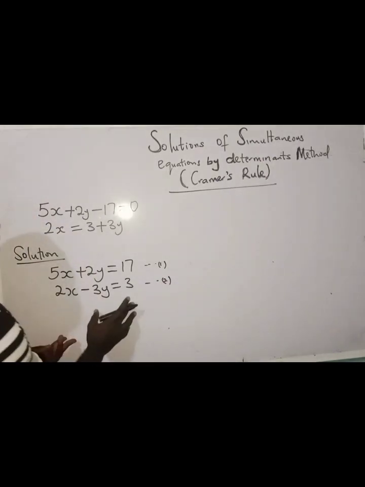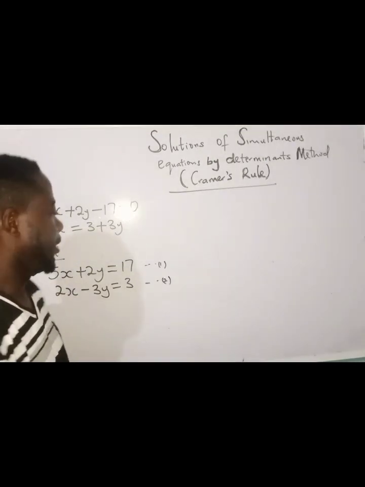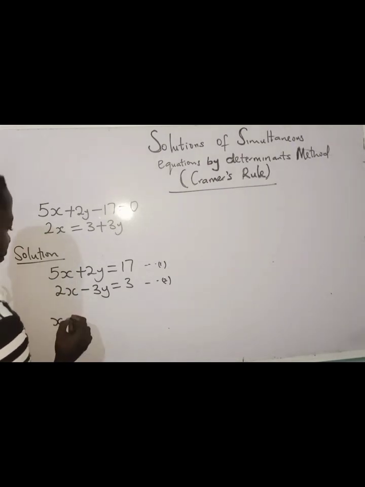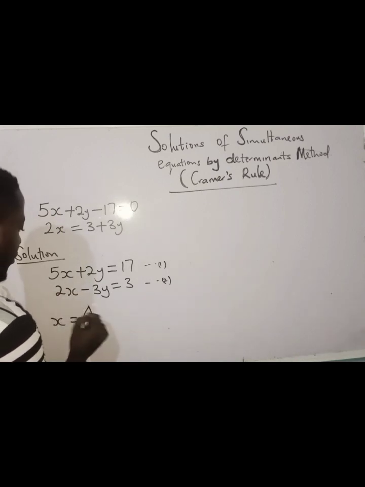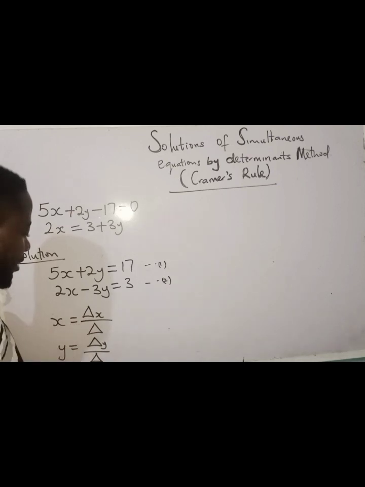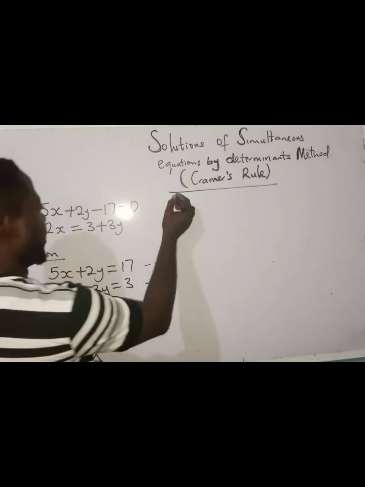In order to apply Cramer's rule, we are going to make use of determinants. And how do we do that? To get the value of x, we are going to make use of the determinant of x, then we divide it by the real determinant. Now to get the value of y, we are going to make use of the determinant of y divided by the real determinant. That simply means we need the determinant of x, the real determinant, and also the determinant of y. Now let's start.